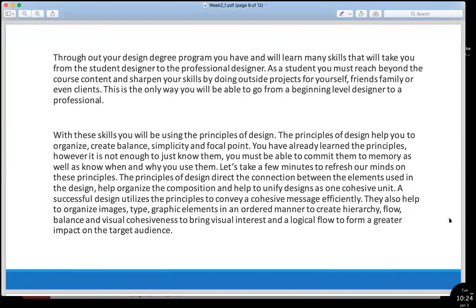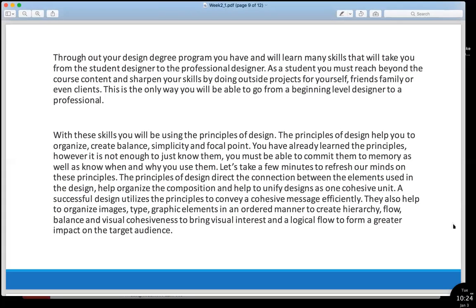Now, throughout your design degree program, you have and will learn many skills that will take you from student designer to the professional designer. As a student, you must reach beyond the course content and sharpen your skills by doing outside projects for yourself, family, friends, or even clients. This is the only way you'll be able to go from a beginning level designer to a professional.